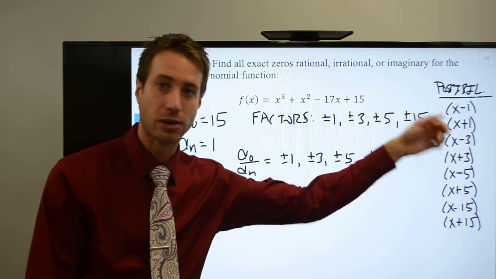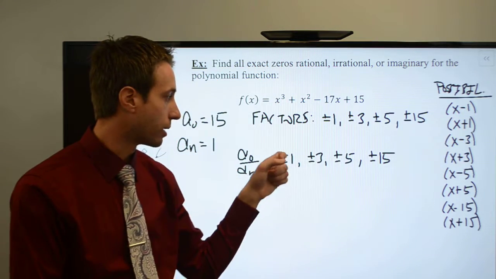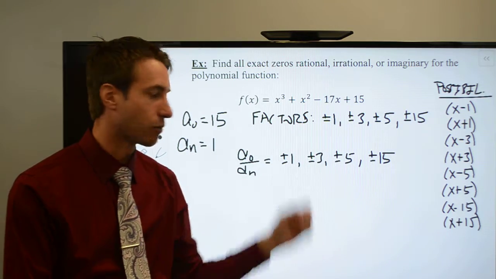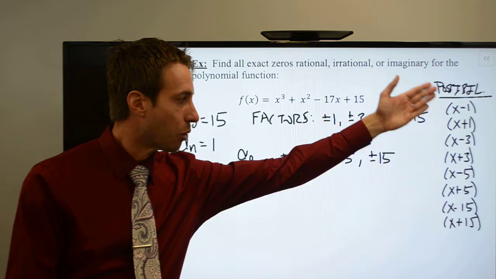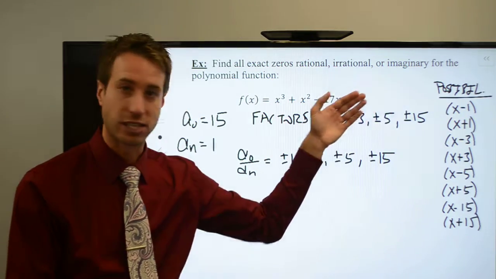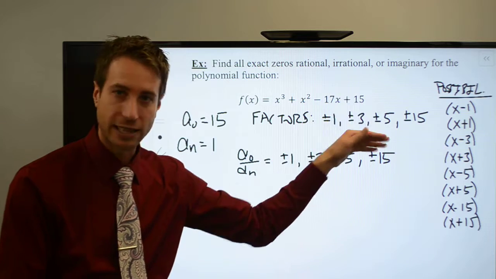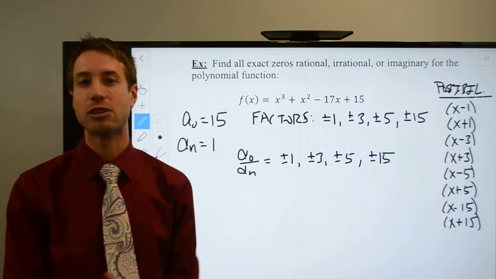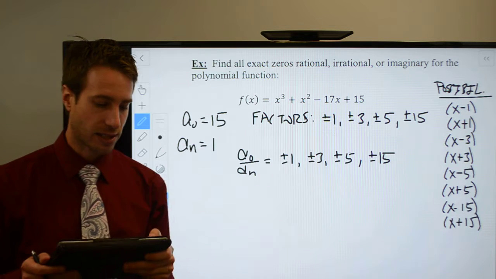X minus 1 equals 0 means x is equal to a positive 1, right? There it is, positive 1. X plus 1 equals 0 means x is equal to a negative 1. There it is, negative 1, right? So I just work my way through this list, writing my possible factors. Now what I do is I go through and I start at the top, work my way through the list until I find one that gives me a remainder of 0 when I do the synthetic division.